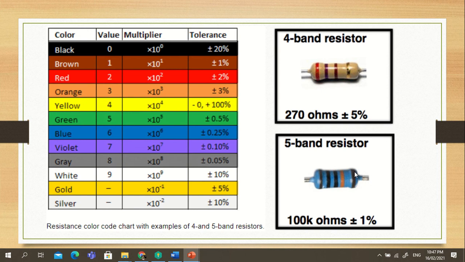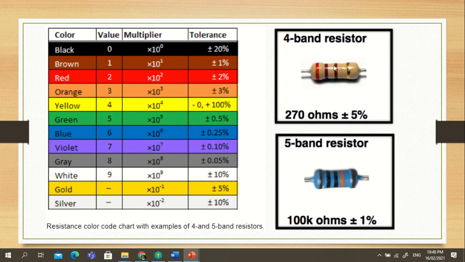Okay, so if this is a brown color, the tolerance is plus or minus 1%. All right, so that is how to read a 5-band resistor. Okay, so for a 4-band resistor, the first number is 2 for red. For the second number, you just write down the number that corresponds to this color. So violet is 7.